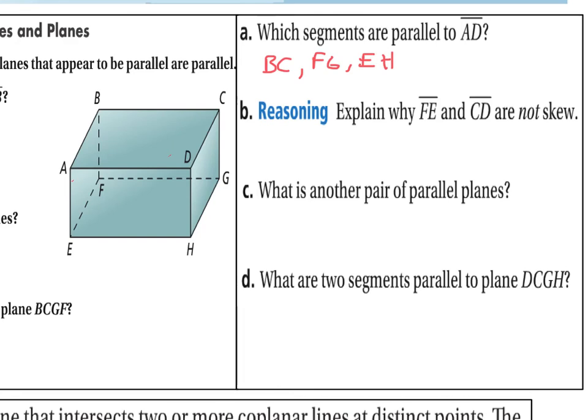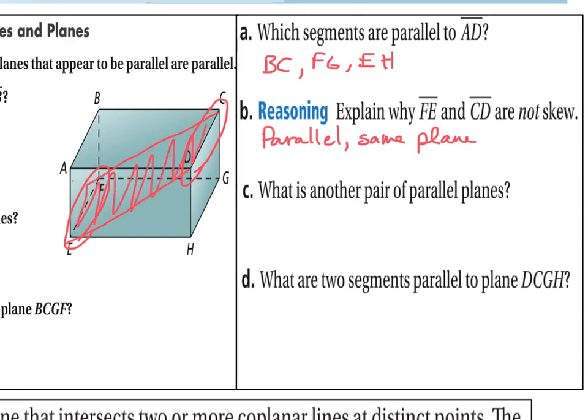Explain why FE and CD are not skew. Well, FE is right here. And CD is right here. Well, the reason they're not skew is because they're not parallel to each other, and they're also in the same plane. They're in the diagonal plane, right there, the diagonal plane, like so. Skew lines can't be in the same plane, and they can't be parallel to each other. Okay, so that's letter B.